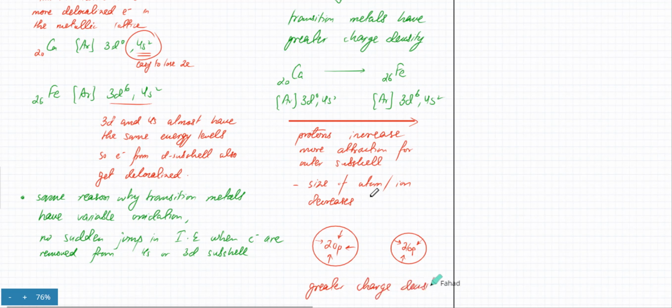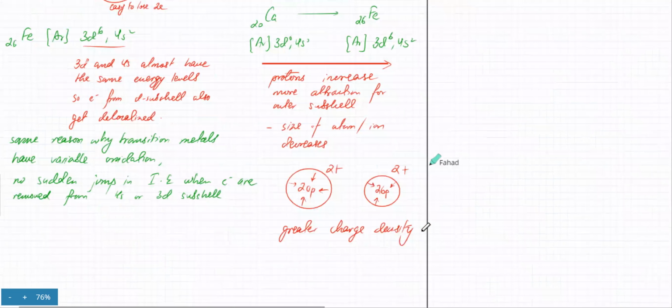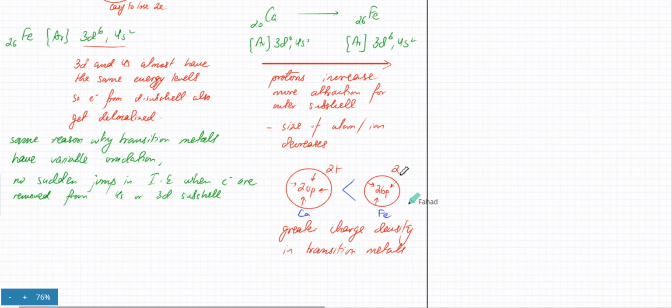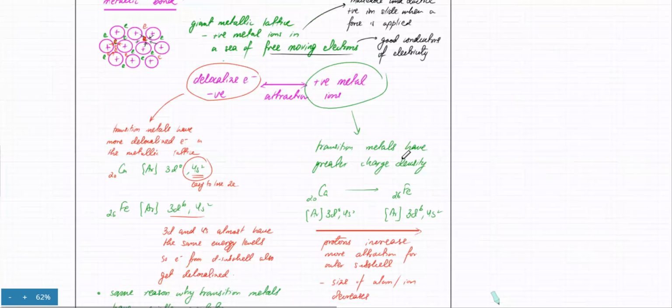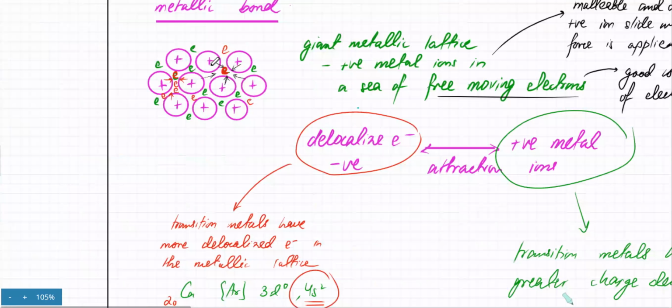For example, you have calcium, which is 2 plus, and iron, which is 2 plus. Now the 2 plus in iron is going to be more effective. Why? Because it's a smaller ion, so the charge is more concentrated. So greater charge density in transition metals. If you're comparing Fe with calcium, the 2 plus on iron is a lot more effective, and it's going to pull negative things strongly. So that's the other reason why the metallic lattice is stronger: the positive ion charge density is also greater.